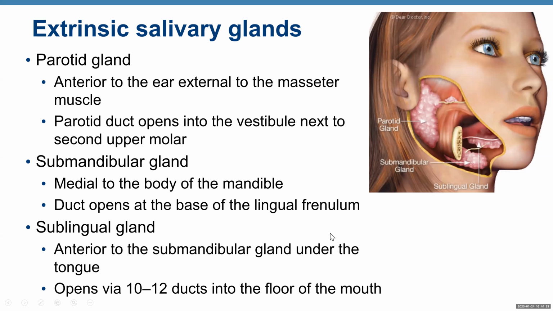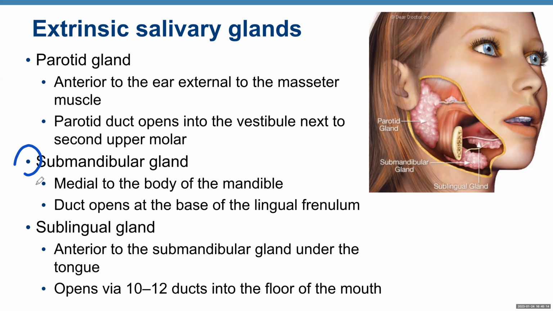Extrinsic salivary glands: we have 3 pairs of larger glands and several smaller glands that produce saliva. Now, the parotid gland is anterior to the ear, external to the masseter muscle. So here's the ear, it's anterior to the ear, and this muscle over here is the masseter. So it's external to the masseter. The parotid duct opens into the vestibule next to the second upper molar. So here's the parotid duct.